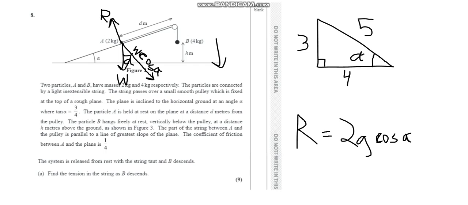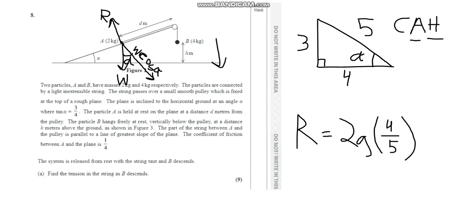Now to simplify the R value, we can find the sin alpha and the cos alpha just by looking at the diagram we drew. To find the cos, we use adjacent upon hypotenuse, and we know that our adjacent is 4 and hypotenuse is 5, so cos alpha equals 4 upon 5. So we'll substitute 4 upon 5 for cos alpha: R equals 2g into 4 upon 5.